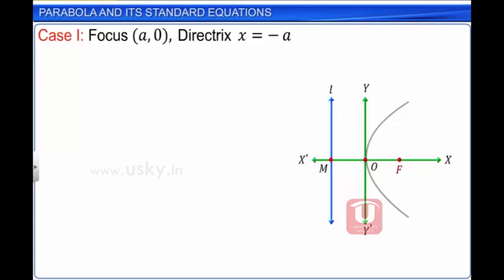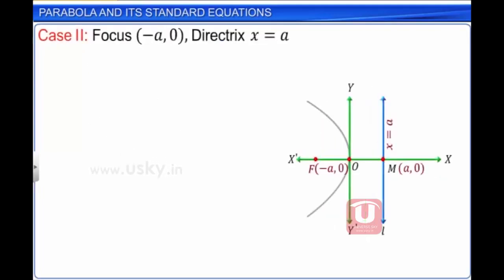Here, note that since vertex O is also a point on the parabola, its distance from the focus and the directrix will be the same. Thus, if the axis of symmetry lies along the x-axis, the vertex lies at the origin and the focus at (a, 0), then the directrix will intersect the x-axis at (-a, 0).